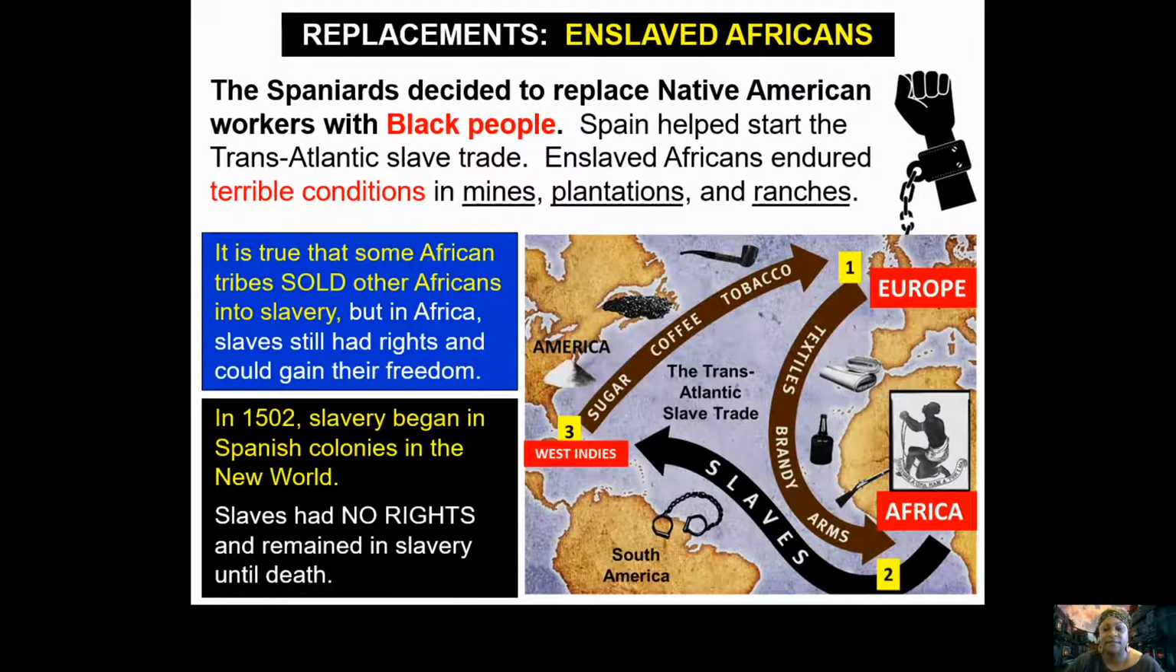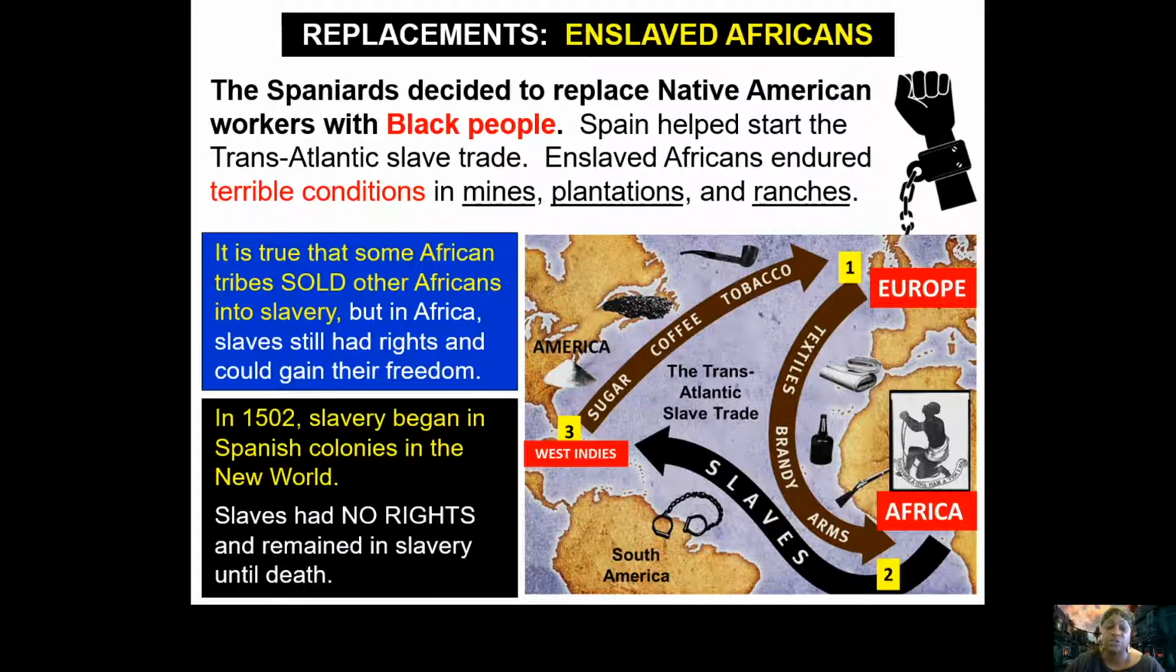The Spaniards decided that they're going to need to replace the Native Americans. They have to replace them as workers because too many of the Native Americans were dying. So that's how Black people got involved. Spain helped start what is called a transatlantic slave trade, where Africans would be enslaved, captured, and taken to Spanish colonies to work in the mines, on the plantations, and on the ranches, and the conditions were just horrible, terrible.